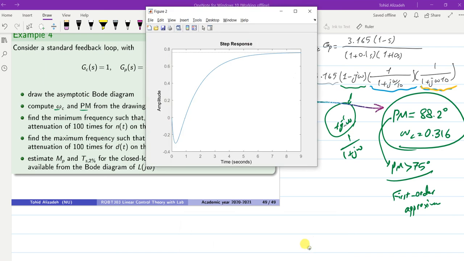I also have drawn the step response for the closed loop system. You can see that it is stable, and we have the undershoot over here, which is because of the presence of the 0 on the right half plane.